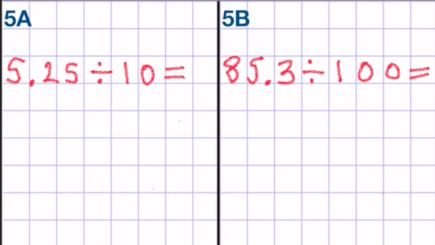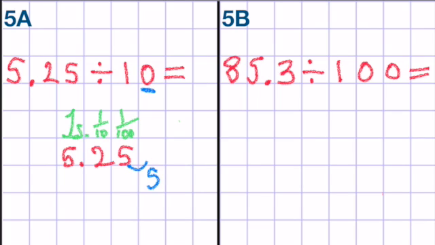Okay, so 5.25, we've got ones, we've got tenths, and we've got hundredths. So let's put that in there, 5.25. And the digits are going to move one place right, because we're dividing, so they move right, and 10 has 1 zero. So the 5 goes here, the 2 goes here, the 5 goes here. We put a decimal point, so it's 0.525.